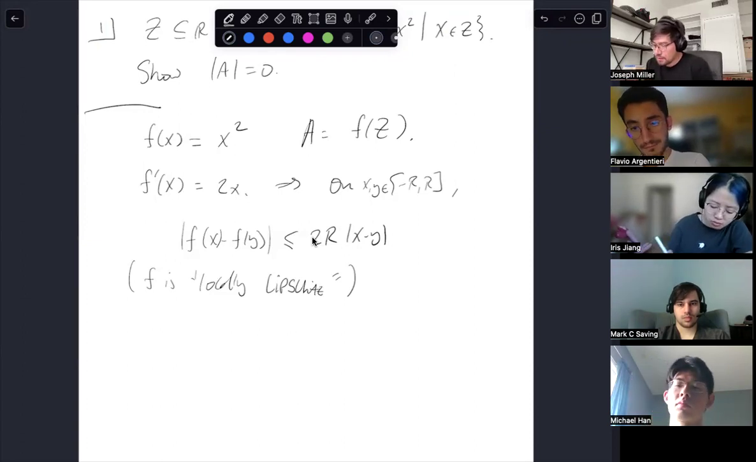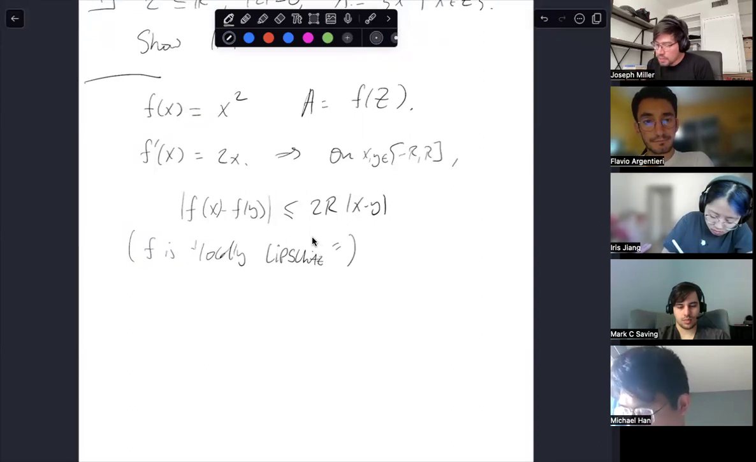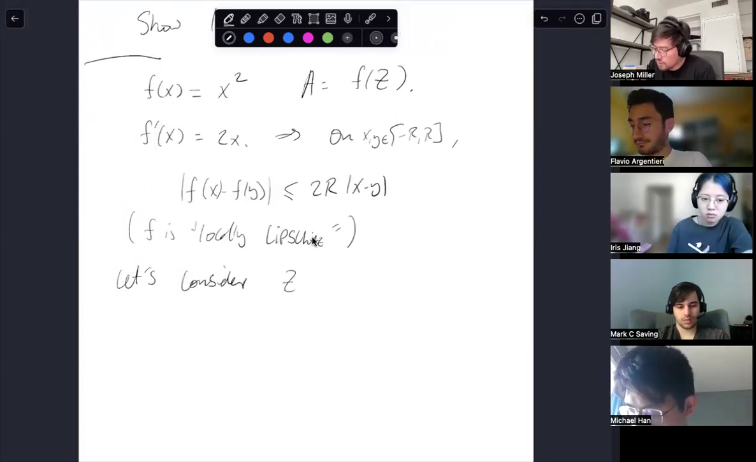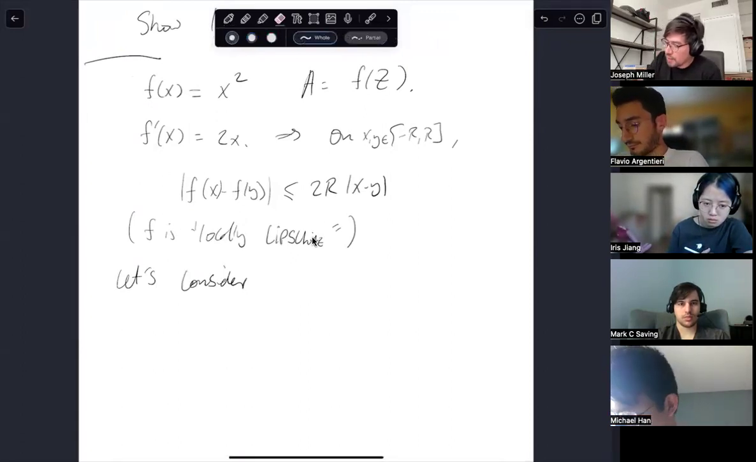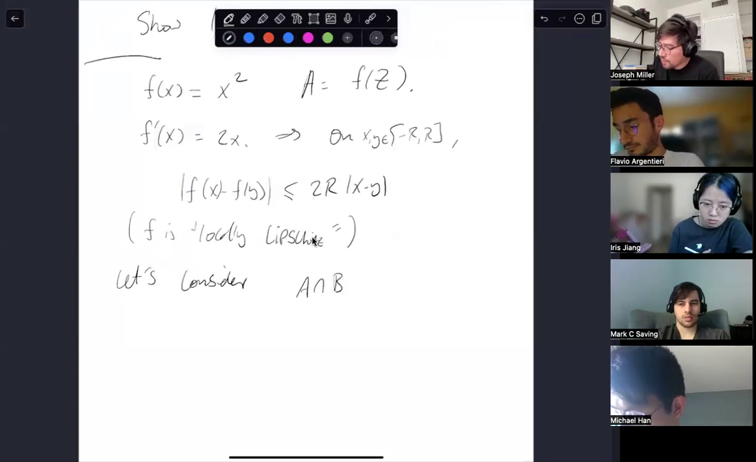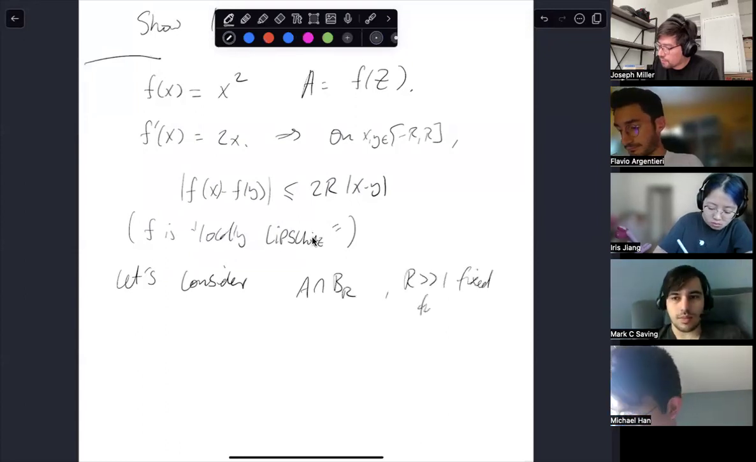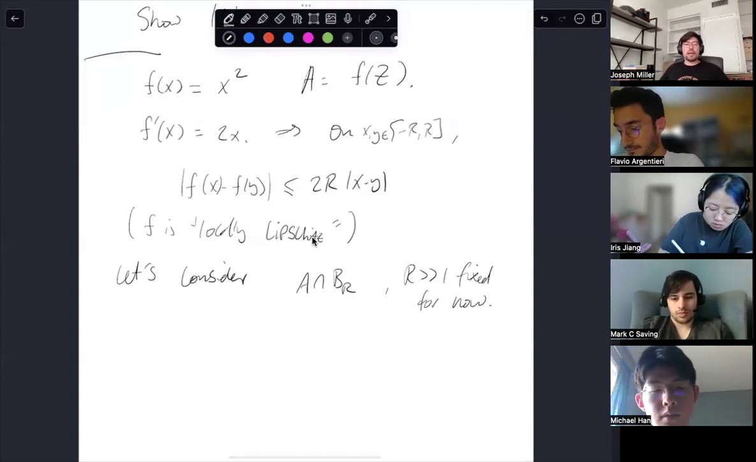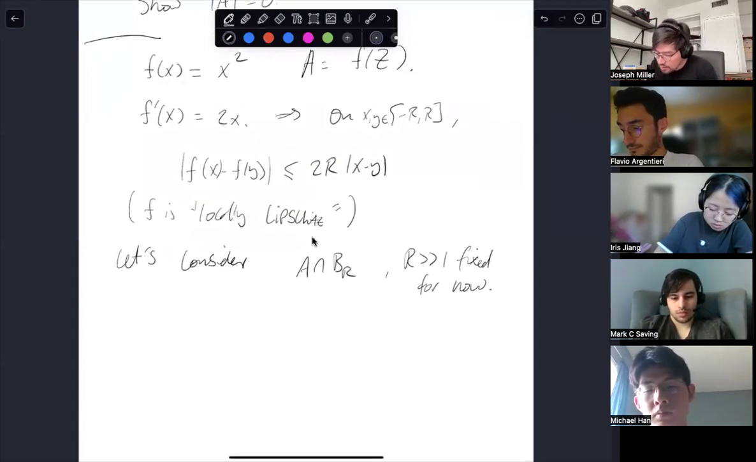Okay, so once I have this, let's look at A intersected with B_R, for R fixed for now. All right, so what I'm doing is I'm taking my big set, I'm truncating it because I have this inequality on this set. And what I get is the following.